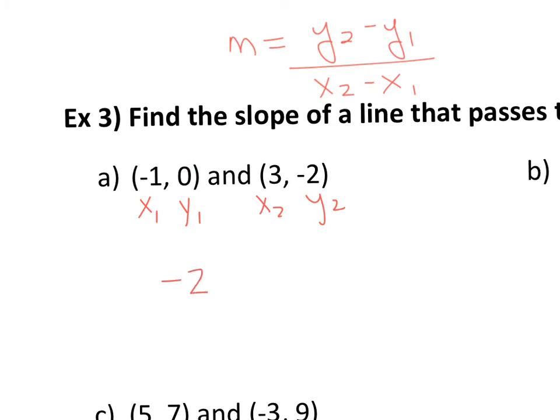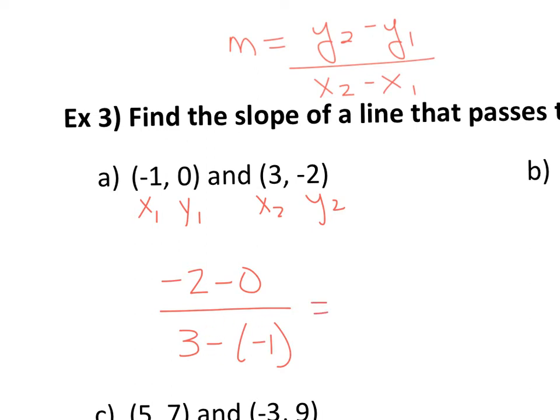So you're going to set it up -2 minus 0. So again, notice I'm just going from here to here. All right, that's all that's happening there. Over, and then x2 is 3 minus your x1 value, which is -1. So be careful there. You do have a double negative there in the middle.